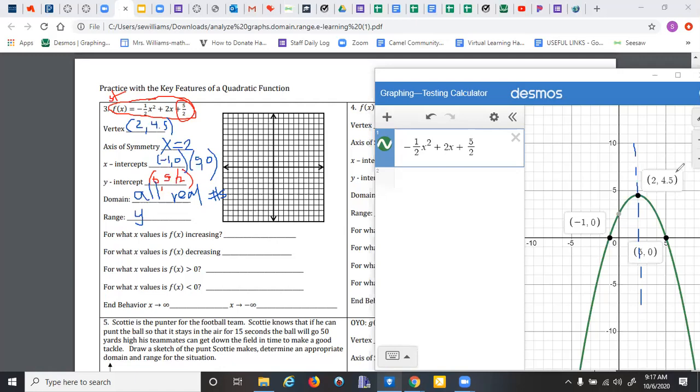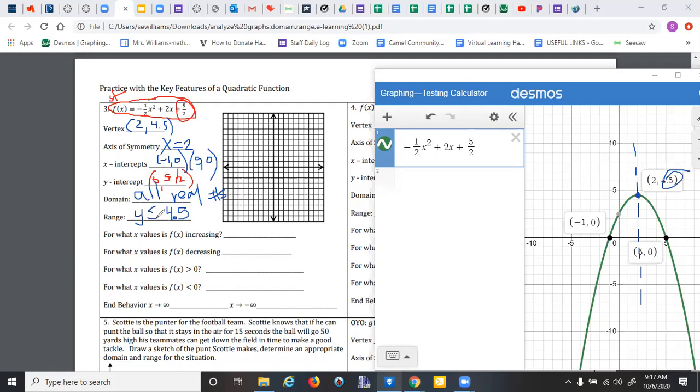And you look at your vertex number. Here's your vertex. What's the Y value of your vertex? 4.5. And is it all values greater than or equal to that, or less than or equal to it? Less than.